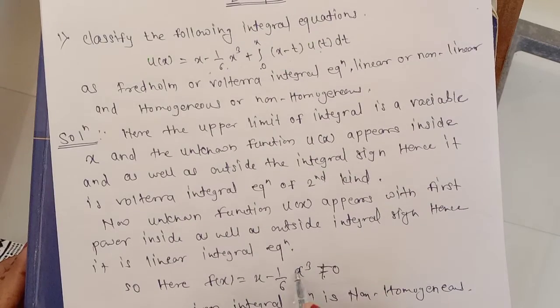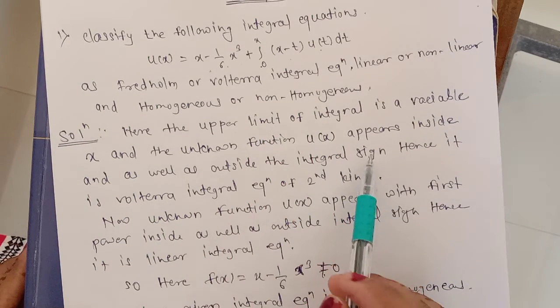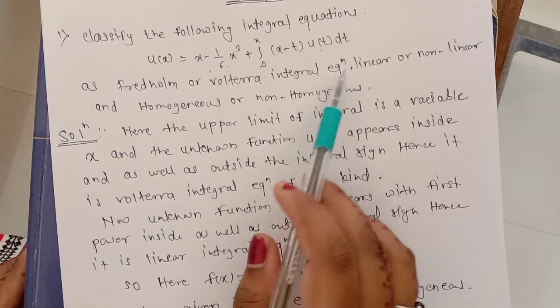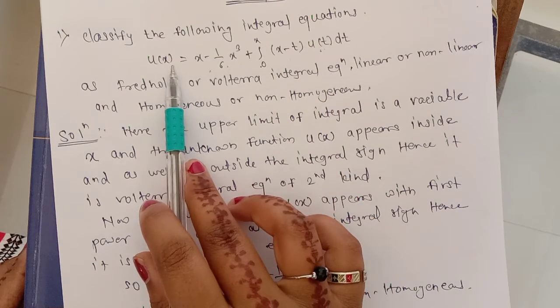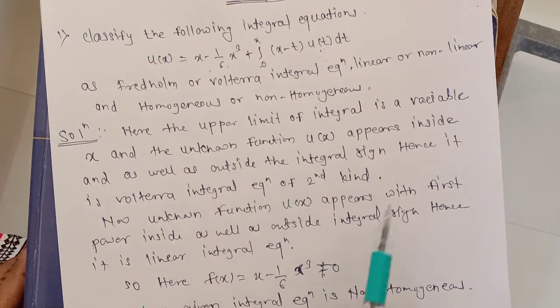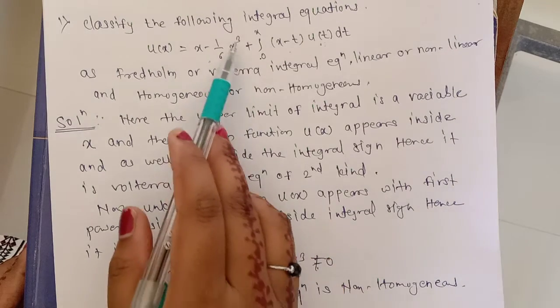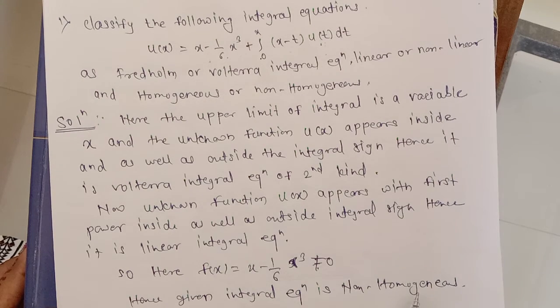Okay, students. So this integral equation is nothing but a Volterra integral equation of the second kind. After that, it is a linear equation, since the unknown function u of t, which appears inside as well as outside, appears with the power 1. And regarding homogeneity, the value f of x is x minus 1 by 6 x cube, which is a non-zero value. So this is a non-homogeneous equation.